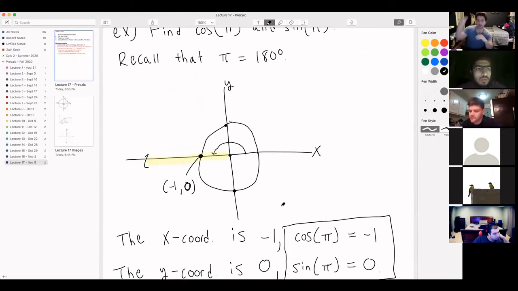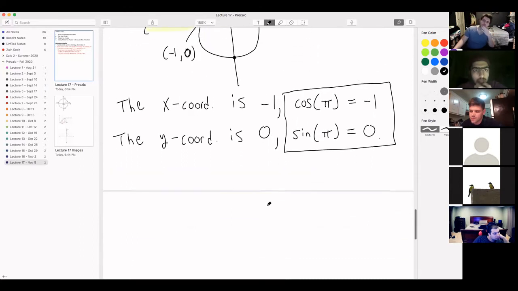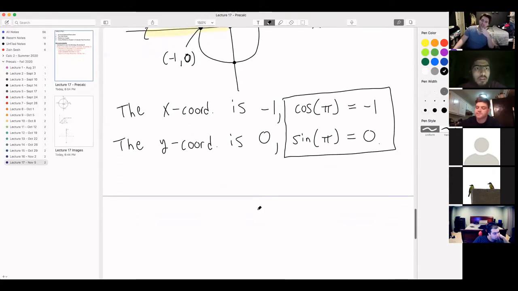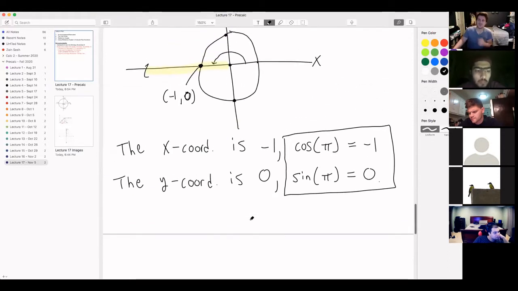Is there a reason why we use 1 to be the radius of a unit circle? I think it goes back to what I just said before. It's because the coordinate pair cosine theta, comma, sine theta, as you let theta run from 0 to 2 pi, will trace out precisely the unit circle. It doesn't trace out a circle of radius 2 or a different radius. So I think it goes back to that. Yeah, that's a good question, though I'm not 100% sure on that.